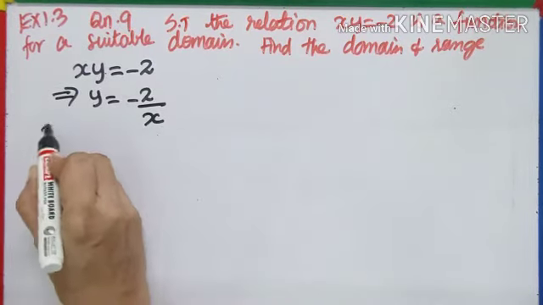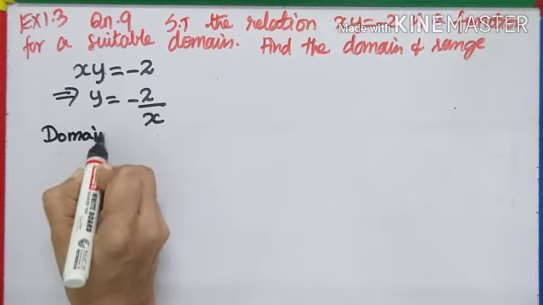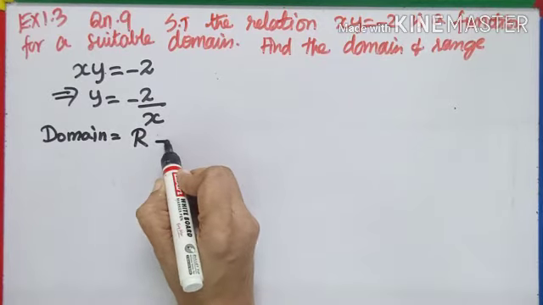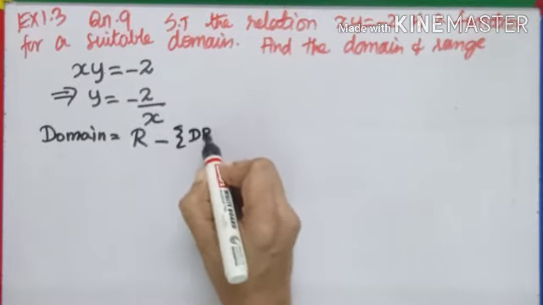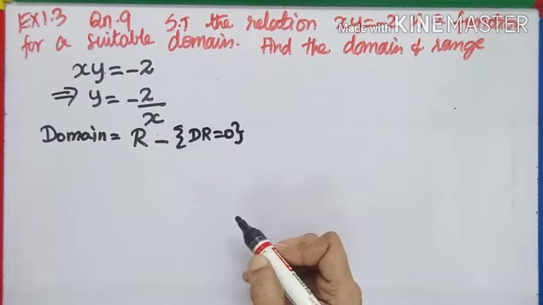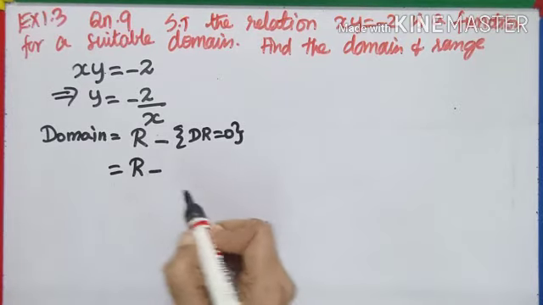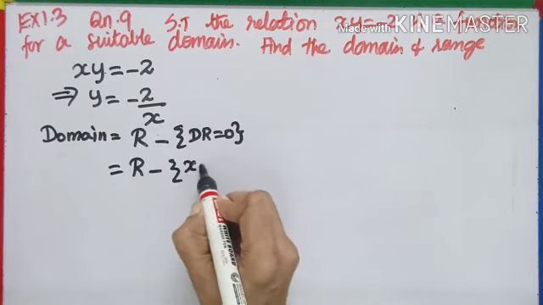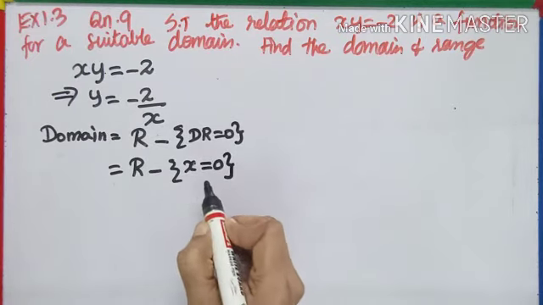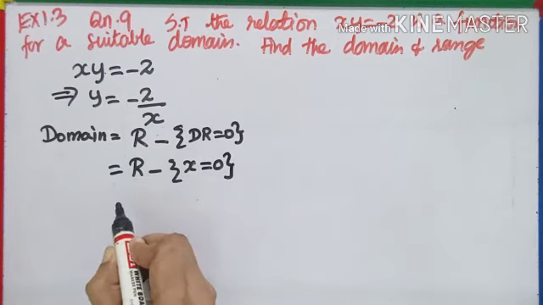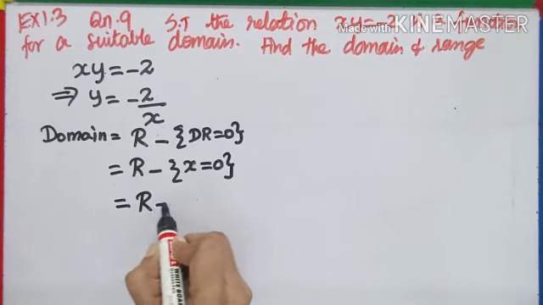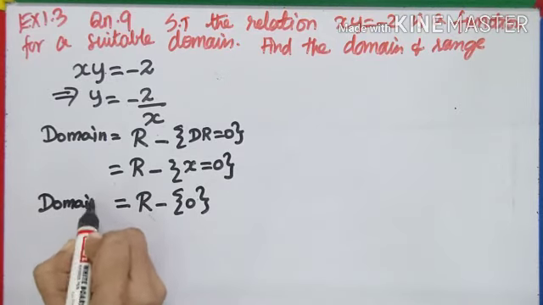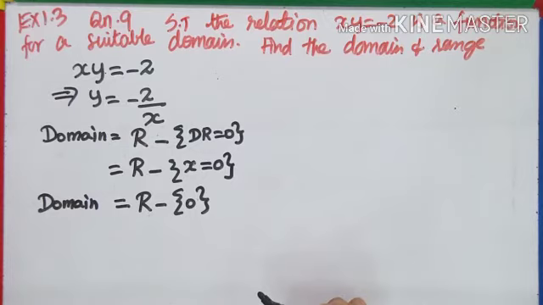When will I call it a function? What is the formula for the domain? R, the set of real numbers, minus where the denominator is equal to 0. That is R minus where the denominator is 0. Denominator is x which is equal to 0. I have to exclude it from the set of real numbers. So my answer is R minus 0. So what is the domain for the function? It is R minus 0.